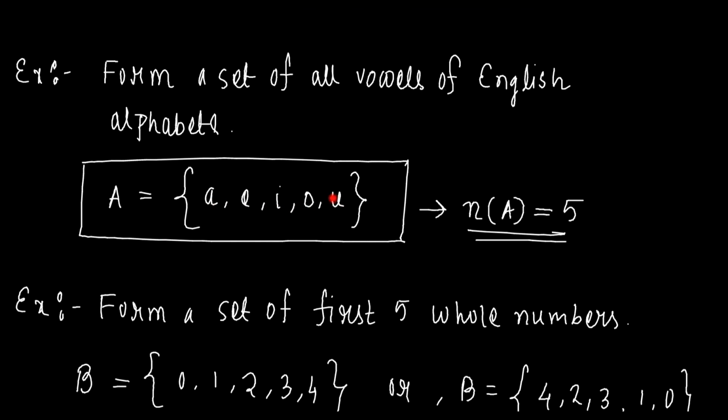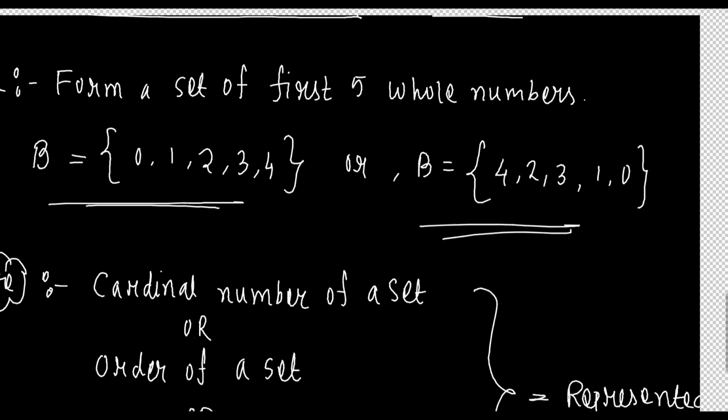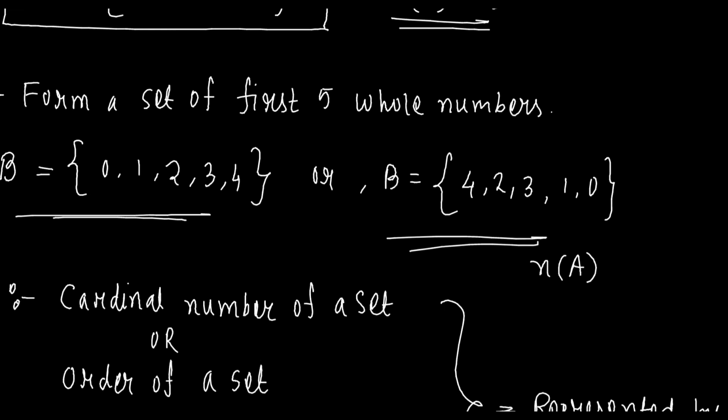So in this set, out of the bracket, how many elements are there? 5 elements. So the set contains 5 elements, and the cardinal number of this set is 5. For the next one also, the cardinal number of the set is 5, because there also 5 elements are present inside the set.